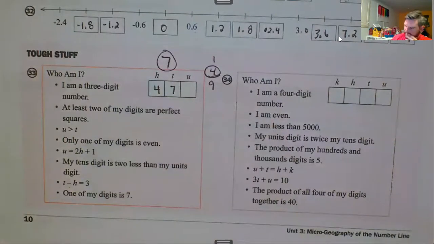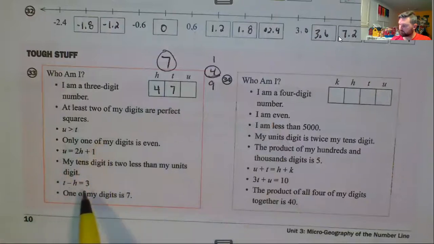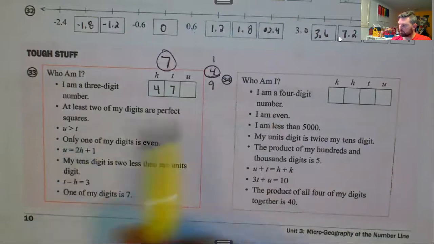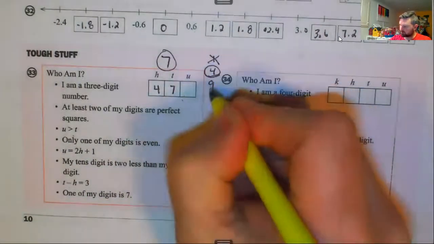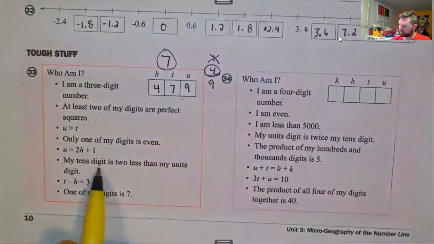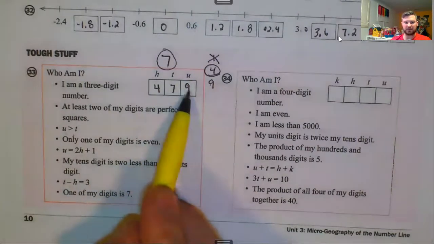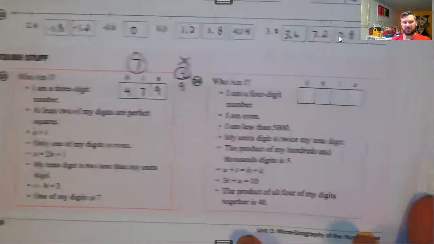And it says that my units digit is bigger than this number. So it can't be a 1, it must be a 9. And it also says my tens digit is 2 less than my units digit. This number is 2 less than this number. Okay, so a lot of thinking on that one to do.